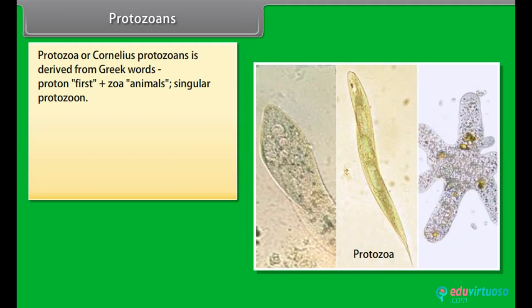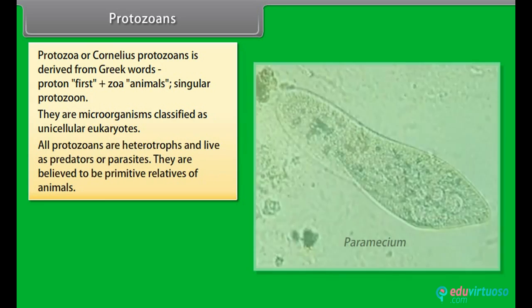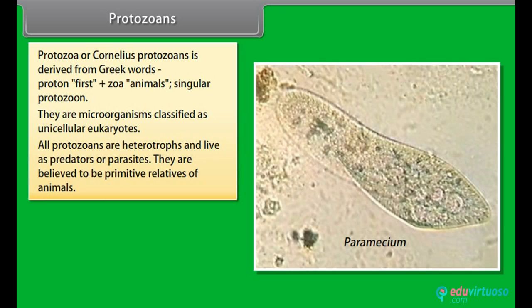Protozoans. Protozoa, or protozoans, is derived from Greek words proton, first, plus zoa, animals; singular protozoan. They are microorganisms classified as unicellular eukaryotes. All protozoans are heterotrophs and live as predators or parasites. They are believed to be primitive relatives of animals.